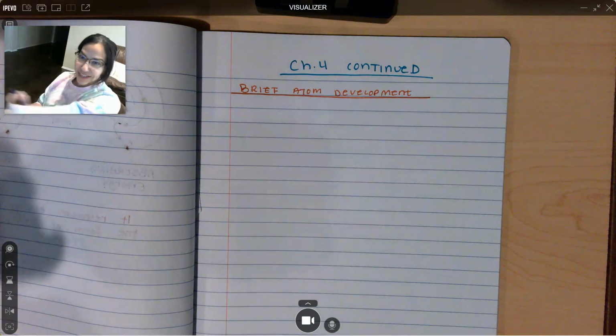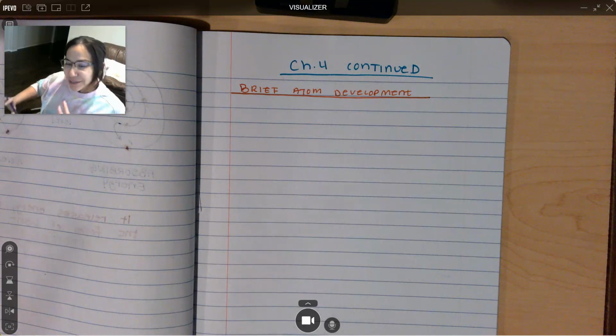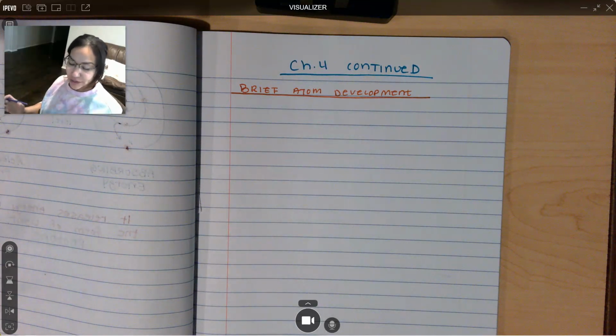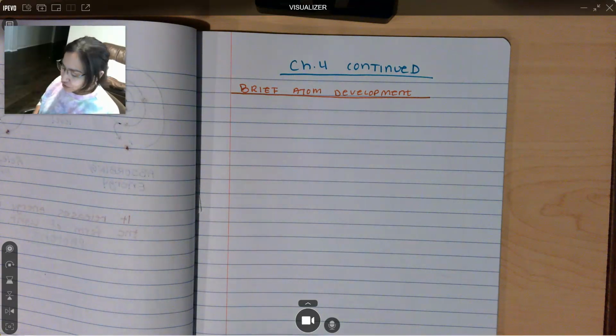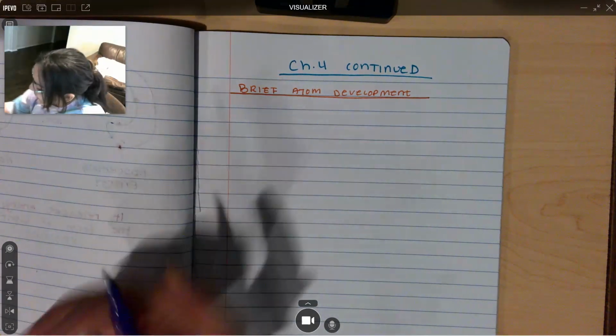So you guys, we're going to continue chapter 4. Before we start going into the actual model that we have, the quantum model, I want to do a brief little atomic history from chapter 3 so we could get the visualization of what atoms started looking like and when they started looking that way.